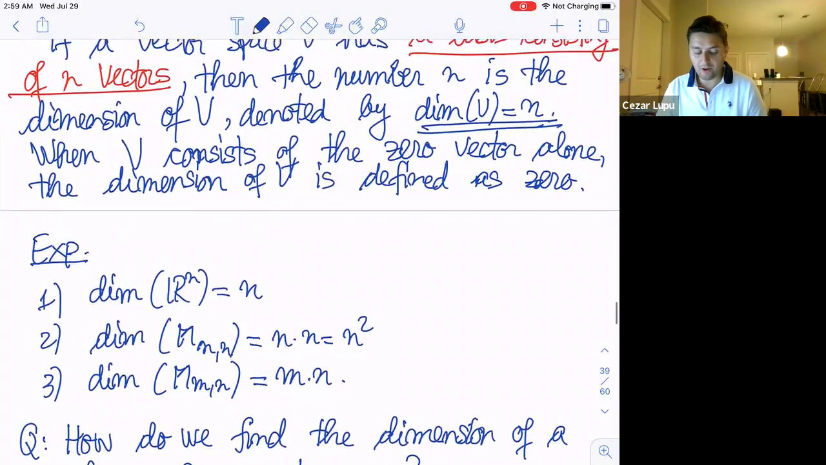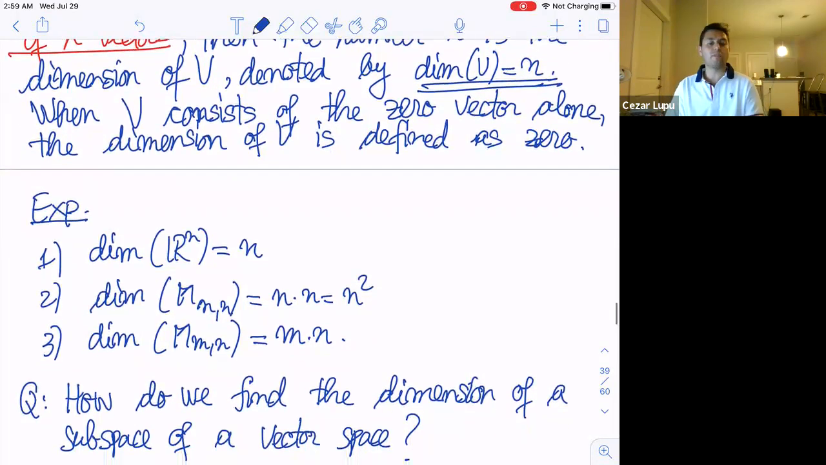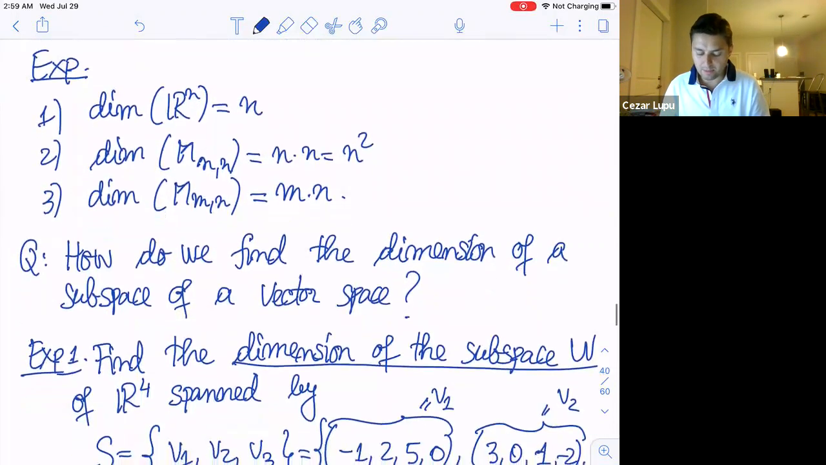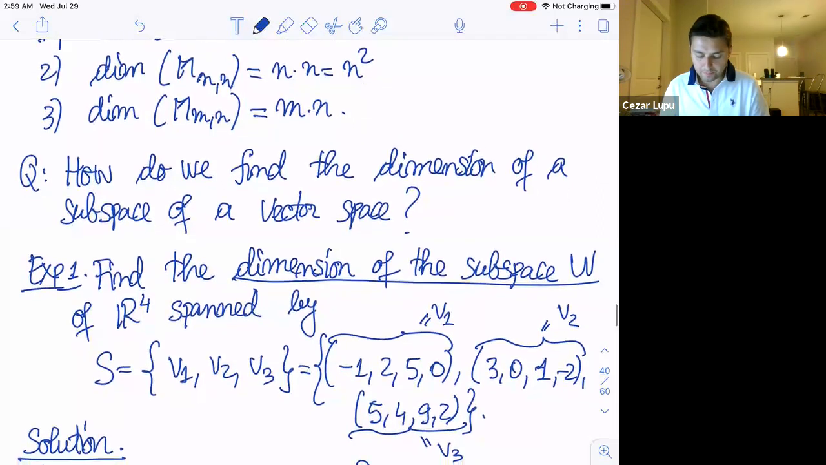And now we have the following question: how do we find the dimension of a subspace of a vector space? Given a vector space, and I have a subspace of it, maybe I know the dimension of that vector space. Now the question is, how do I find the dimension of that subspace of the given vector space? Now let's see some examples. The first example I have in mind is the following.